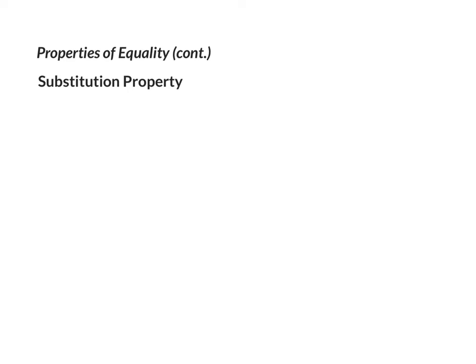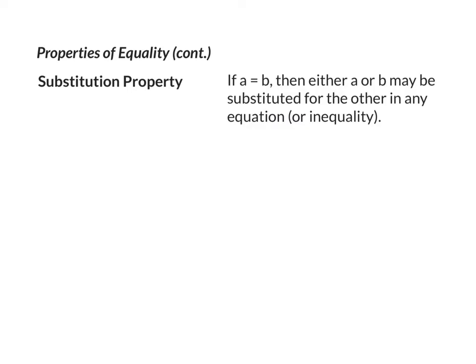We have four more properties of equality, and the first of these additional four is the substitution property. And this property simply says if A equals B, then either A or B may be substituted for the other in any equation or inequality.